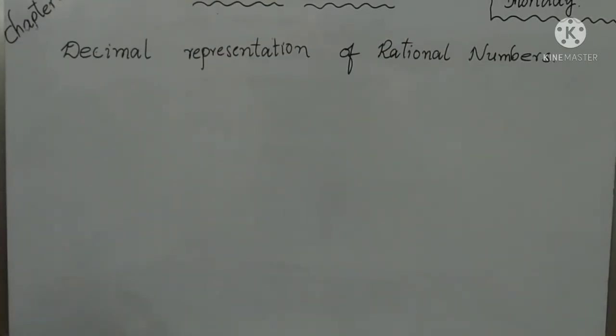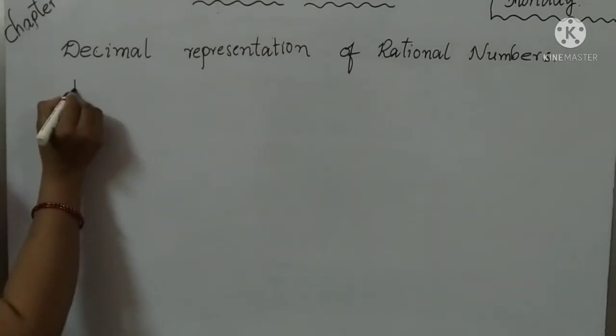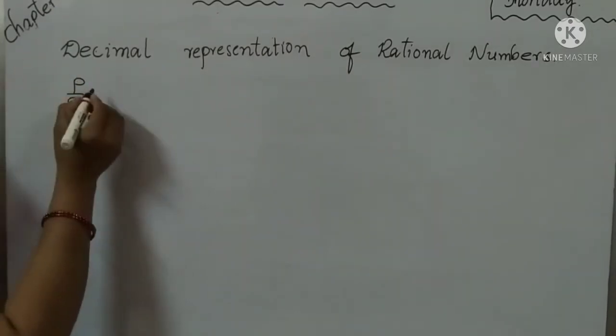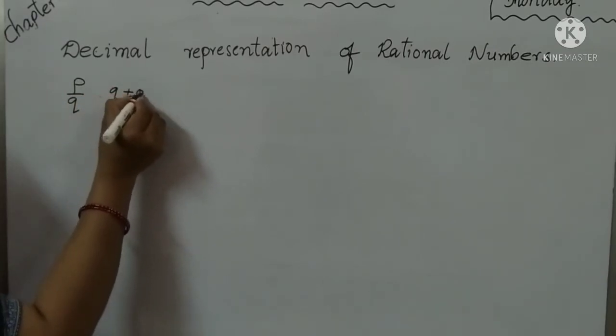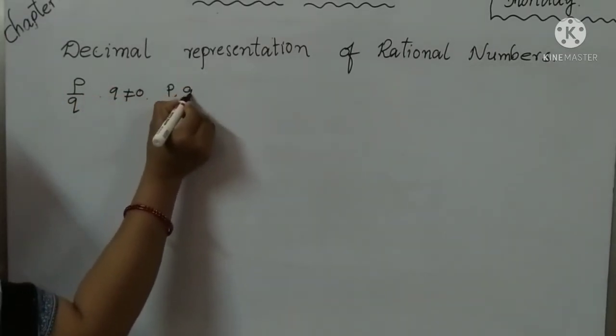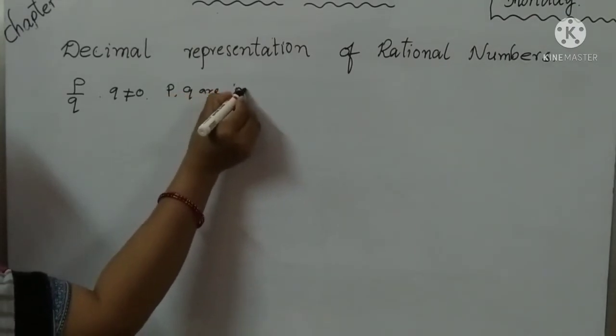Next topic is decimal representation of rational numbers. So we know what a rational number is. Yes, it is of the form p by q. We know that every rational number is of the form p by q, where q is not equal to 0 and p comma q are integers.